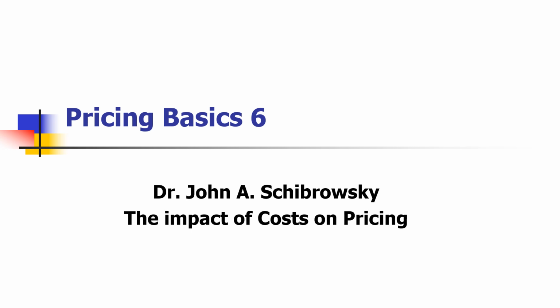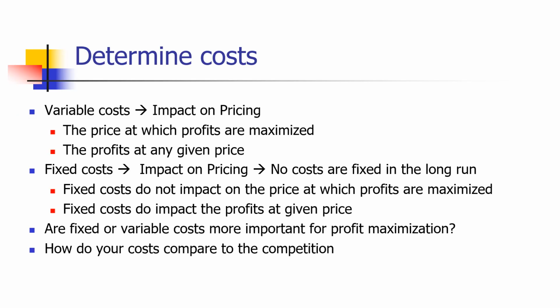All right, so let's talk a little bit about the impact of costs on pricing. Remember, we said this is one of the 4 important pieces of information to identify. We have 2 kinds of costs that we tend to talk about from an accounting perspective in marketing: variable costs, those are either the cost of goods sold or the cost per unit, and fixed costs.